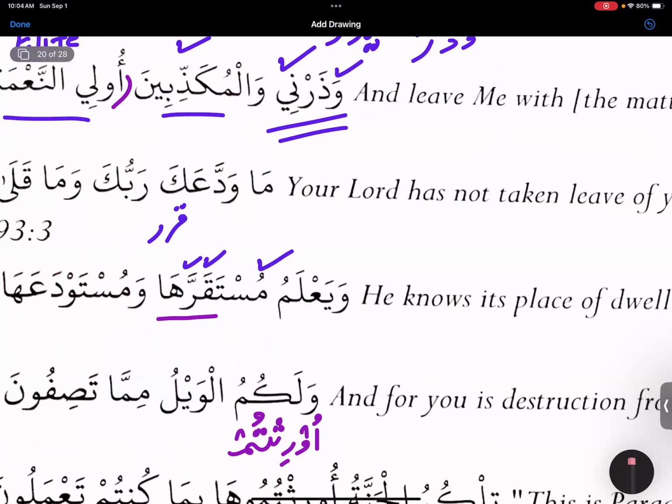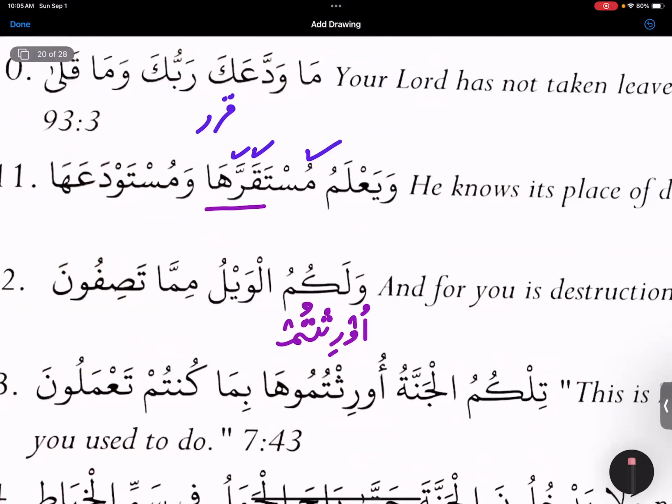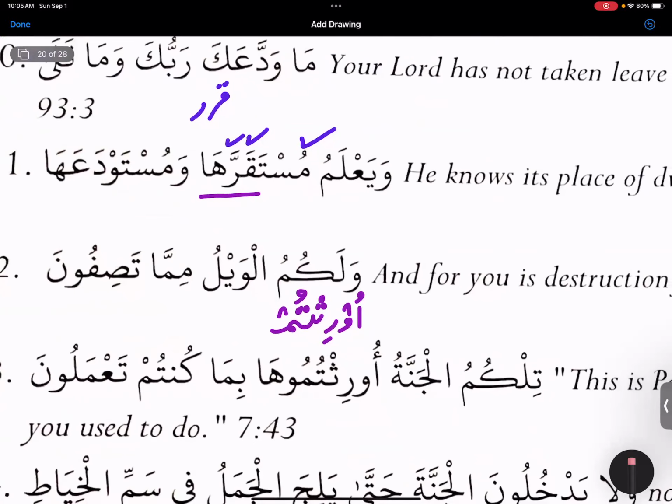Actually, this is also a zarf. Ism zarf, mustaqarra, yes, it could be, because ism maf'ul and zarf are the same, right? Qarara. So mustaqarra is a place, inshallah, we will do mudaf later. But over here, what are the root letters?